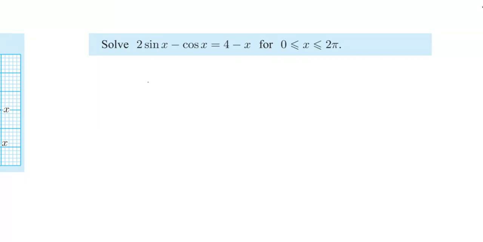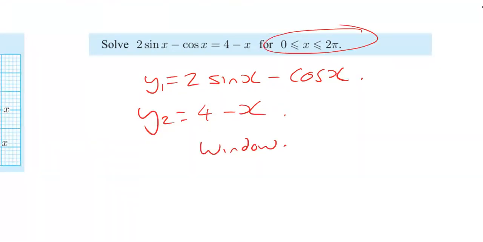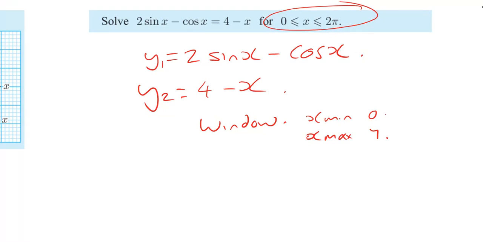So we're going to press y equals, and type in our first one, which is y1 equals 2 sine x minus cosine x. We are going to plot that y2 is going to be 4 minus x. We are going to use the window feature to set the boundary. If we're looking at a boundary of 0 to 2 pi, I would start by saying the x minimum of 0 and x maximum is maybe 7, because remember pi is 3.14, so 7 seems like a good maximum.